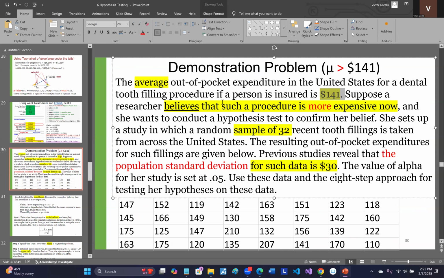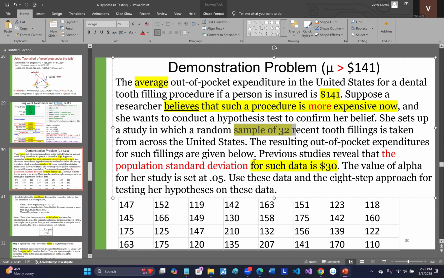Suppose a researcher believes that such a procedure is more expensive now, and she wants to conduct a hypothesis test to confirm her belief. She sets up a study in which a random sample of 32 recent tooth fillings is taken from across the United States. The resulting out-of-pocket expenditures for such fillings are given below.